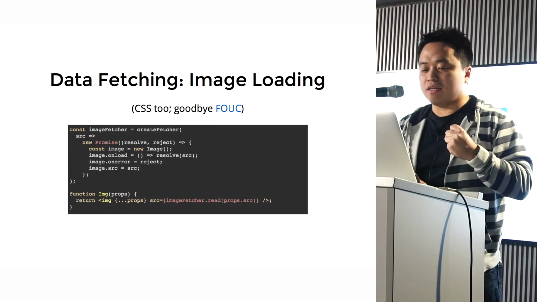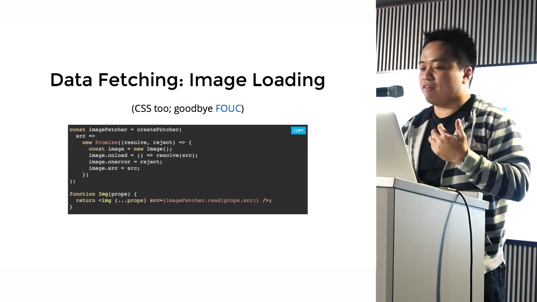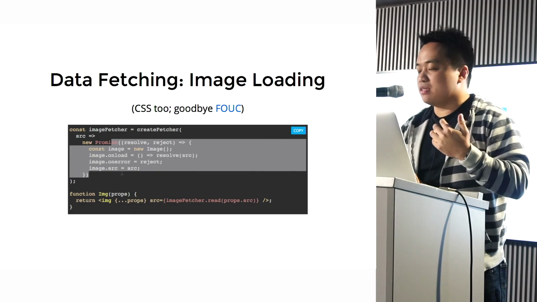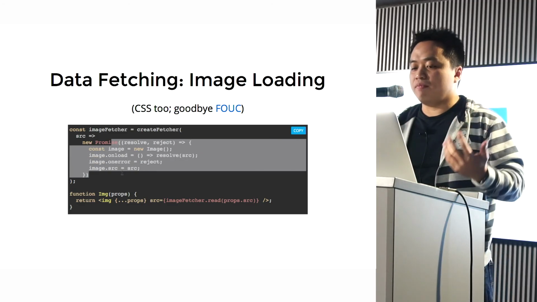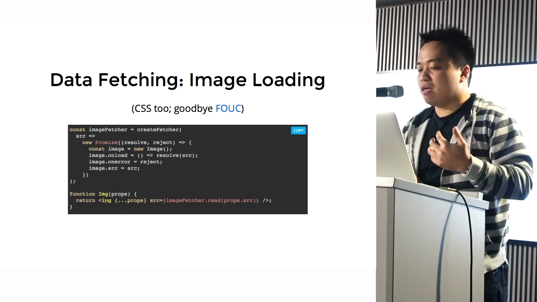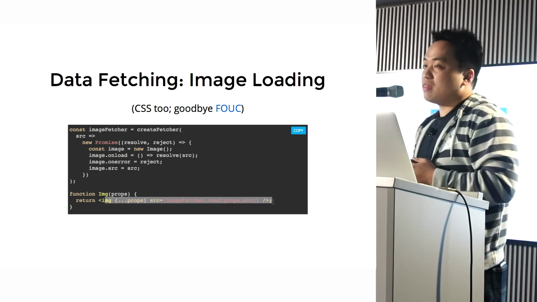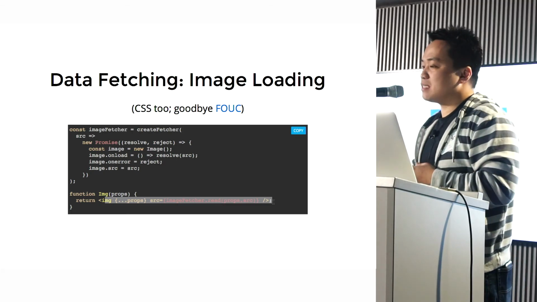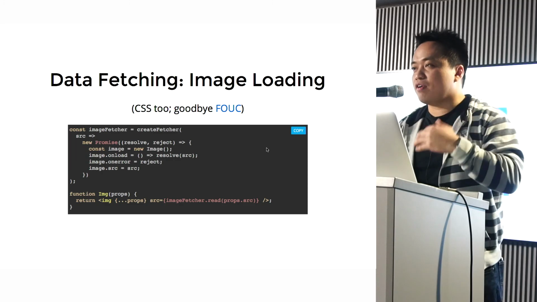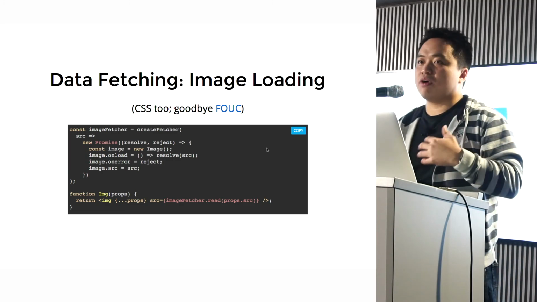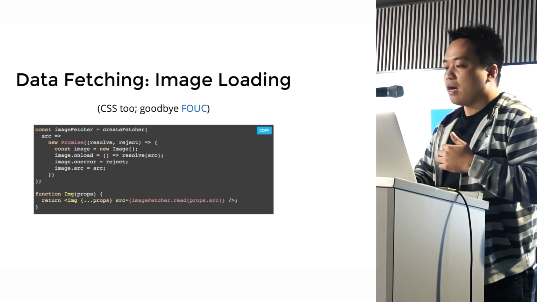Just to drive it home, this is how easy it is with the create fetcher API. Again, you wrap the image constructor in a promise, and then you just call it in your render. Same thing with CSS. No more flash of unstyled content. So these are all very, very basic synchronization problems that are solved for you.